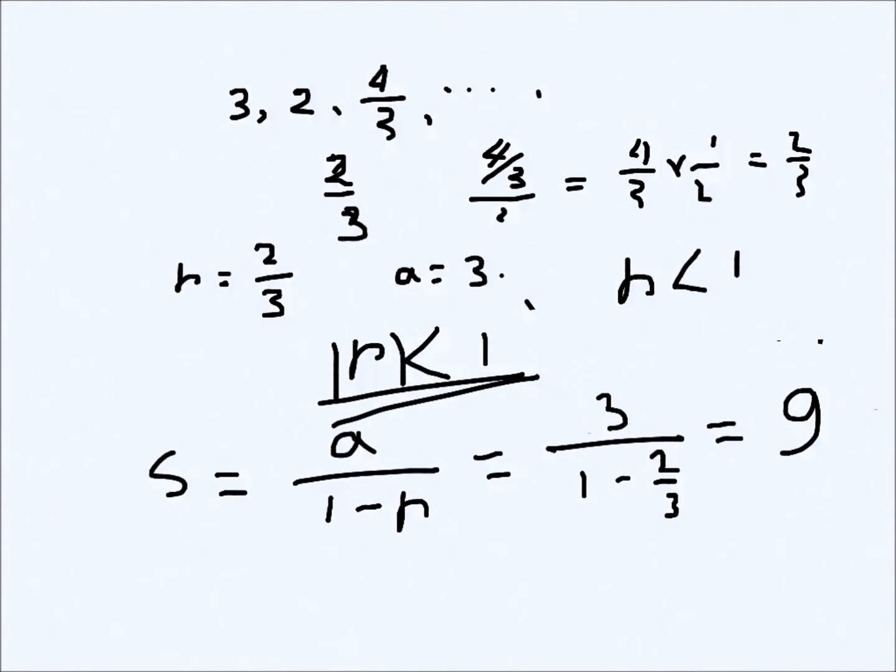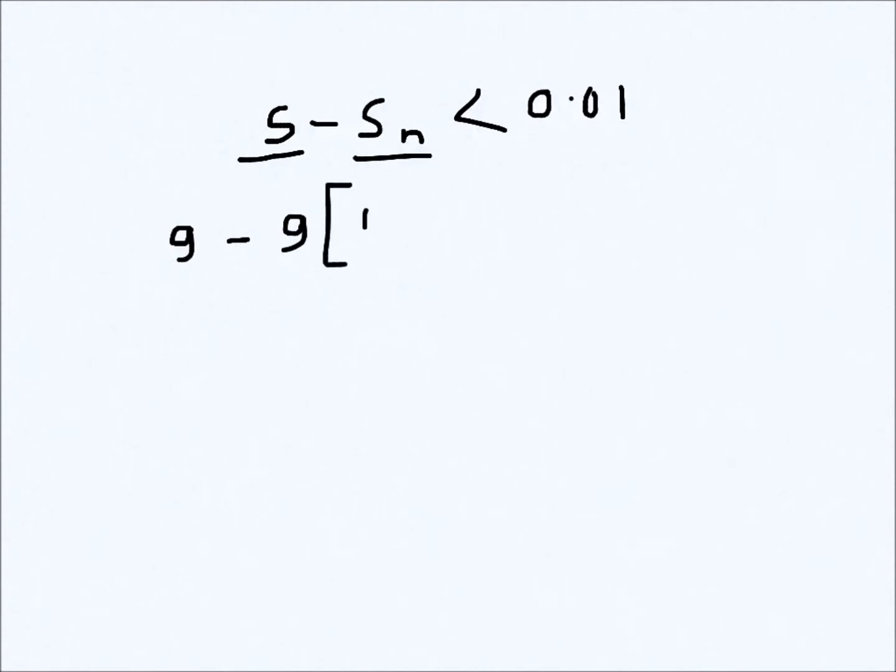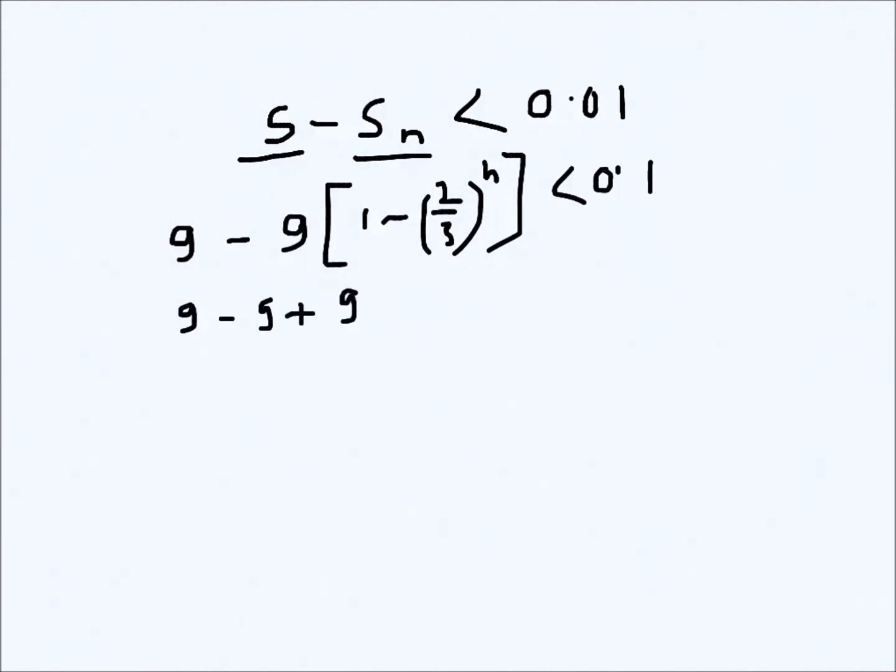Okay, so now the last one says, find the smallest value of n for which the difference between the limiting sum and the sum up to n terms is less than 0.01. So let's plug in the values. This one is 9 and this one is 9 times 1 minus 2 over 3 to the power n, and this is 0.01. So this becomes 9 times 2 over 3 to the power n, less than 0.01.